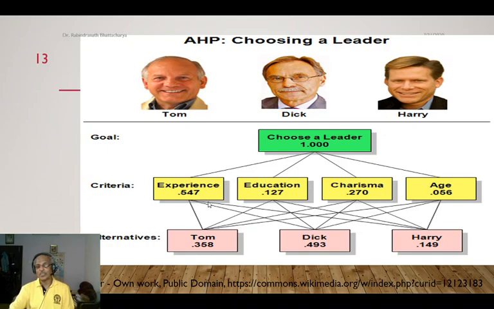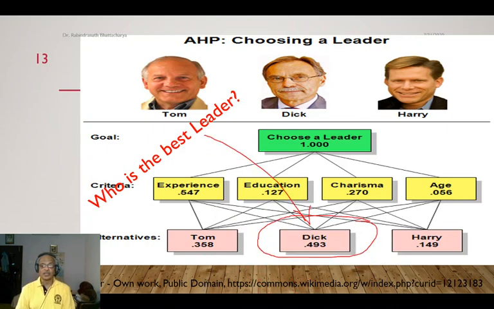Now, what is the weightage? Experience, 54.7%. For education, 12.7%. For charisma, 27%. And age, 5.6%. So age has the minimum weightage. So what is the maximum weightage? Experience. So the alternatives are Tom, Dick, and Harry, and ultimately we found out these numbers. So who is the best leader? Dick is the best leader because he has the highest score.